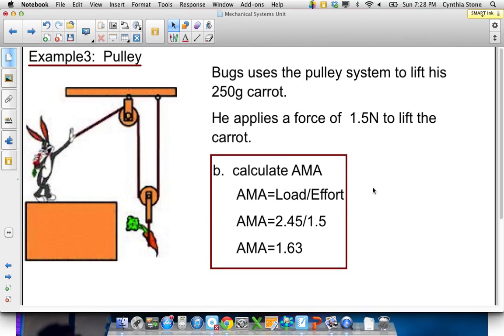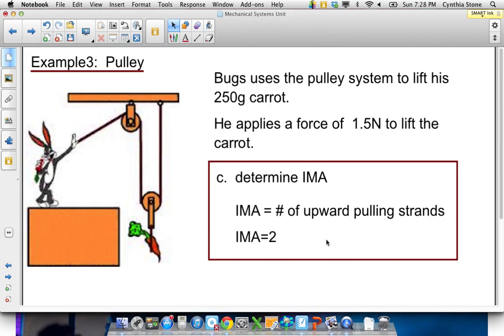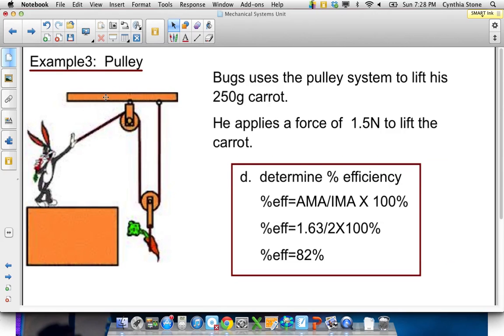AMA is load over effort, so we know he uses only 1.5 newtons to lift it. So load divided by effort, 2.45 divided by 1.5, or 1.63, is my AMA. And IMA for a pulley is the number of strands pulling up, so in this case 2. And finally, percent efficiency is actual divided by ideal times 100, so 1.63 divided by 2 times 100, or 82% efficient. Okay, and I know that I'm going pretty fast, so you might need to pause.